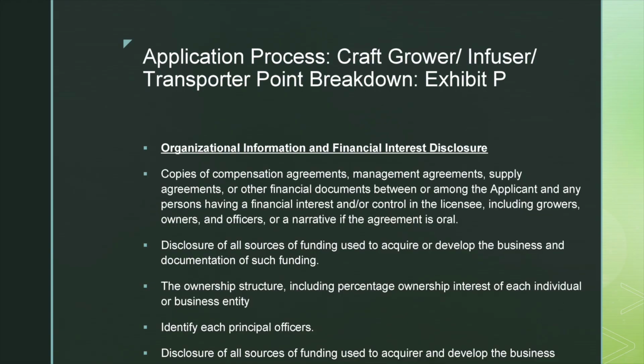Slide 42 continues to go into this. It asks for copies of compensation agreements, management agreements, supply agreements, or other financial documents. It asks you to disclose all funding used to acquire or develop the business, the ownership structure, including the percentage ownership of each applicant, and identifying each principal officer. Each principal officer will have to be listed, as well as get fingerprints so that they can then be vetted to ensure that they are not convicted of any disqualifying offenses.